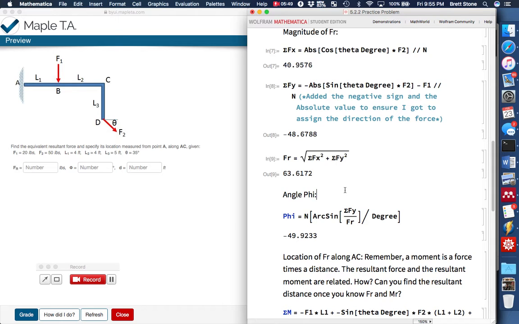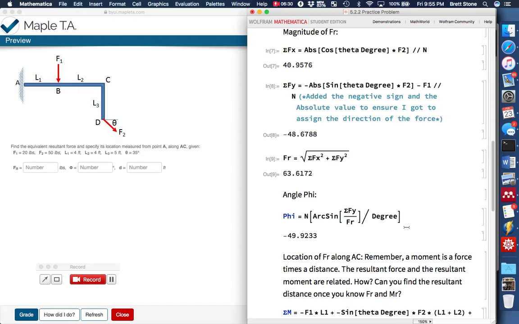And so sine is opposite over hypotenuse. The opposite in this case would be in the y direction. So sine is the sum of the forces in the y over the hypotenuse, the resultant force. And we've already solved and set this up, so we're going to do arc sine, because arc sine will give us an angle, and that's what we're looking for. And we have to say slash degree so that it gives it to us in degrees instead of in radians, and this will help simplify everything.